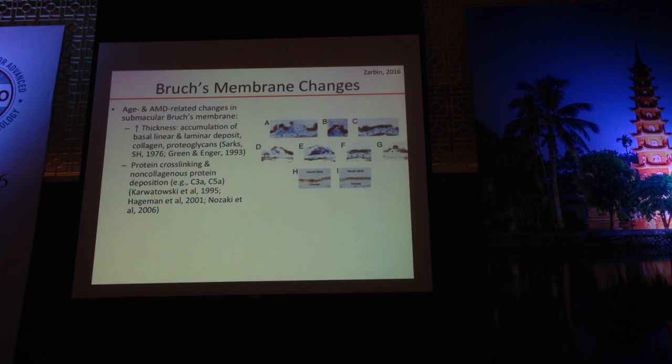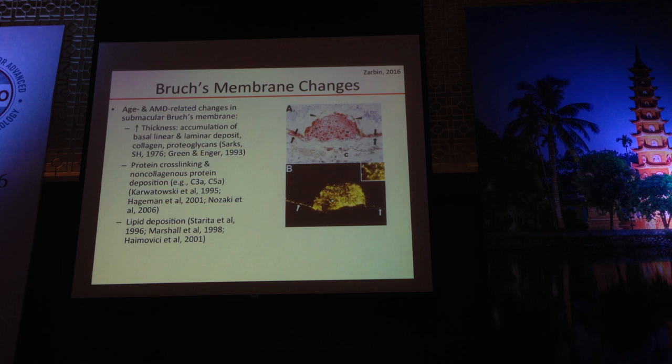For example, you can see here C3a and C5a deposition. These are activated complement components within drusen and within Bruch's membrane. And we see lipidization of Bruch's membrane. These are cholesterol esters labeled with oil red O and using polarizing confocal microscopy. And the lipidization of Bruch's membrane, of course, affects its hydraulic conductivity and also its permeability to amino acids.